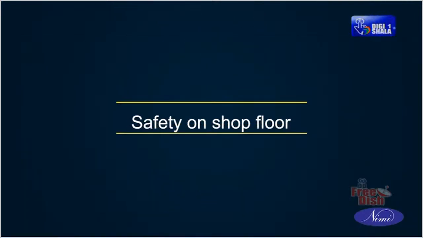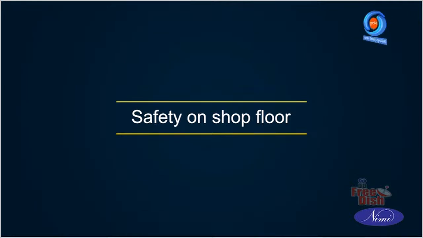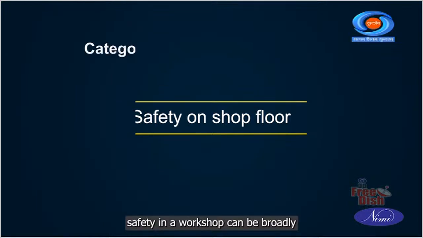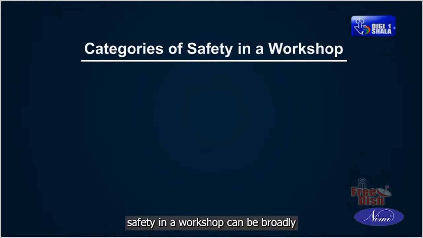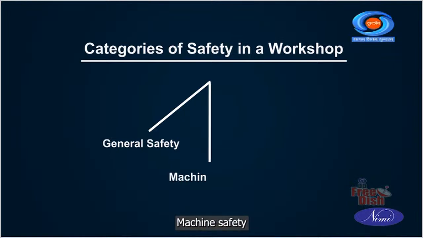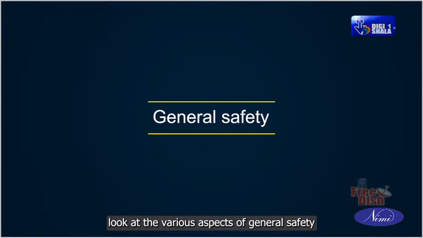Now let us see other safety precautions to be followed on the shop floor apart from what we have discussed till now. Safety in a workshop can be broadly classified into three categories: general safety, machine safety, personal safety. Now let us look at the various aspects of general safety.